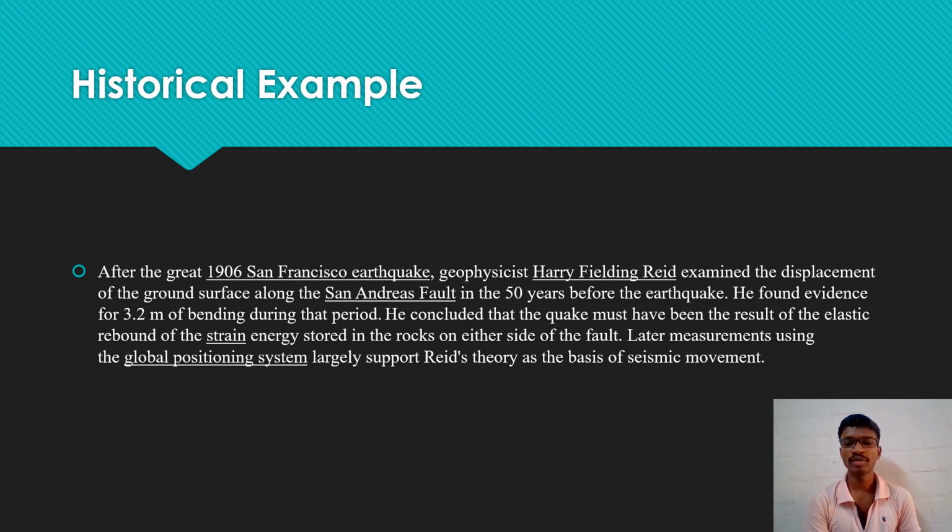San Francisco earthquake: geophysicist Harry Fielding Reid examined the displacement of the ground surface along the San Andreas Fault in the 50 years before the earthquake. He found evidence for 3.2 meters of bending during that period. He concluded that the quake must have been the result of the elastic rebound of the strain energy stored in the rocks on either side of the fault. Later measurement using the global positioning system largely supports Reid's theory as the basis of seismic movement.